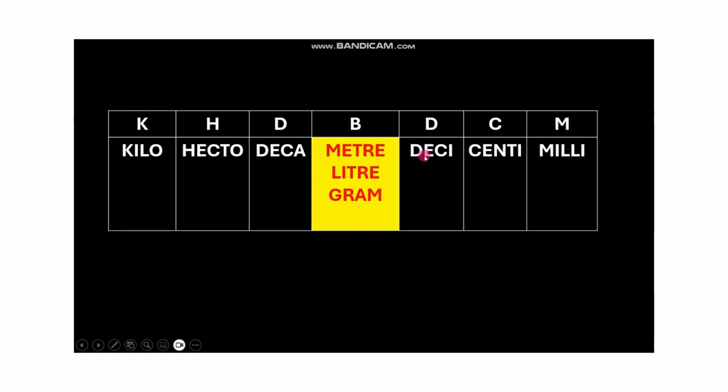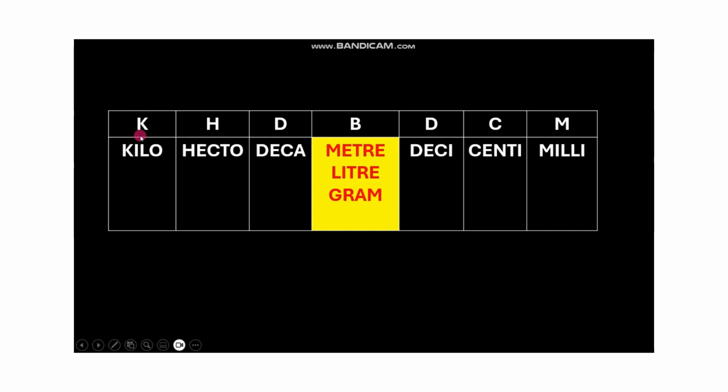D stands for deci, which could mean decimeter, deciliter, or decigram. C stands for centi, which could mean centimeter, centiliter, or centigram. M stands for milli, which could mean millimeter, milliliter, or milligram.